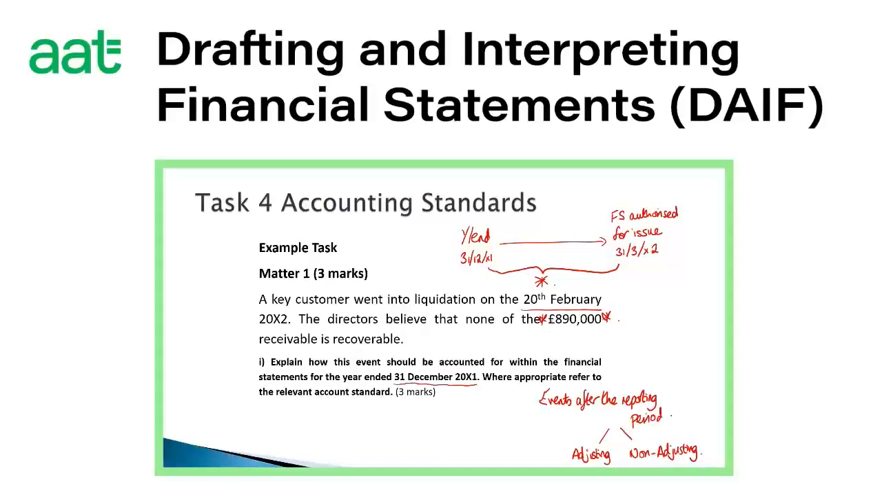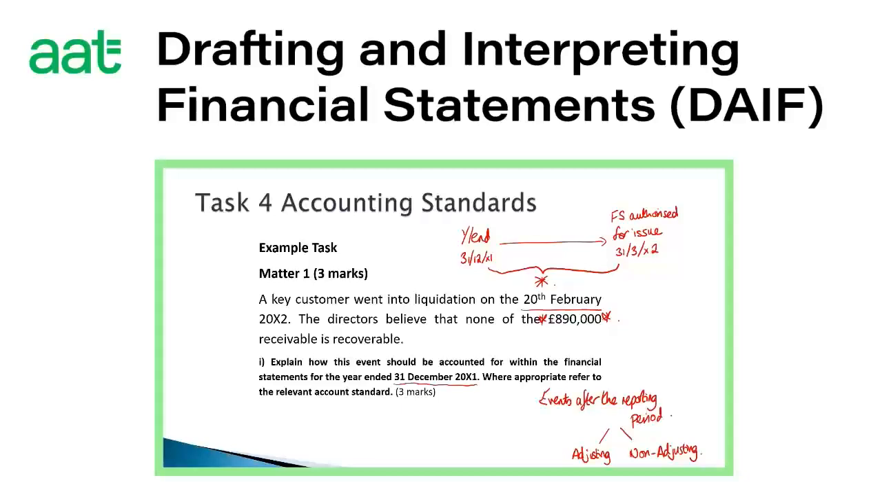But actually, by the 20th of February, before the statements were agreed and authorised, that debt is not going to come in, and we're aware of that. So what we have to do is adjust the accounts at year end, and change them to say, no, we should be writing that off. It shouldn't be there in the accounts.